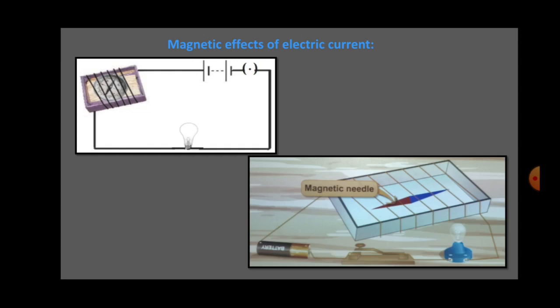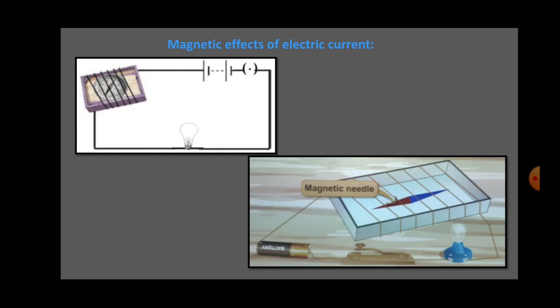For starting the electric current, the circuit is to be completed. So we will just complete the circuit with the help of the key, and as soon as the circuit is completed, the electric current starts flowing, and as soon as the current starts flowing, we observe that the magnetic needle again changes its direction. Now how has it happened?